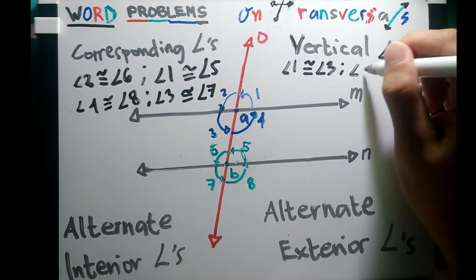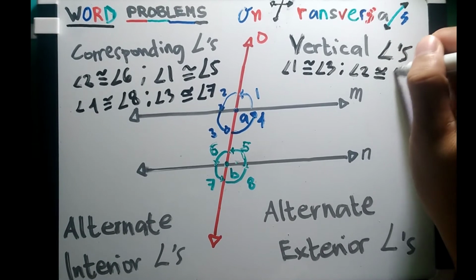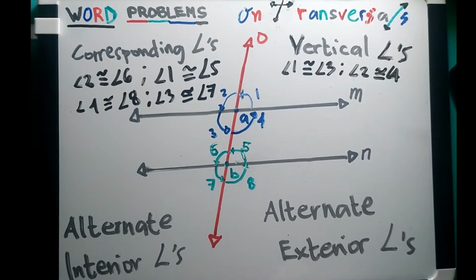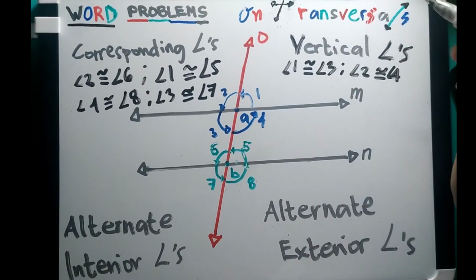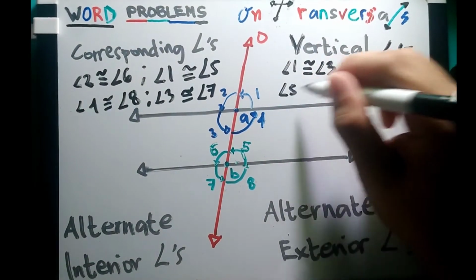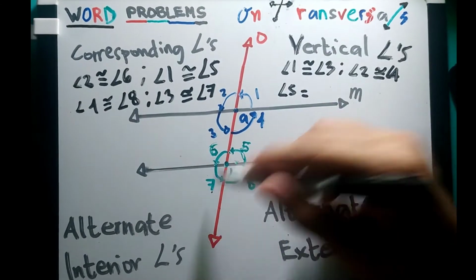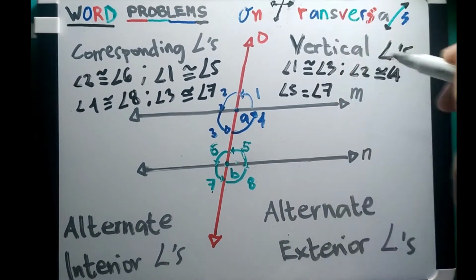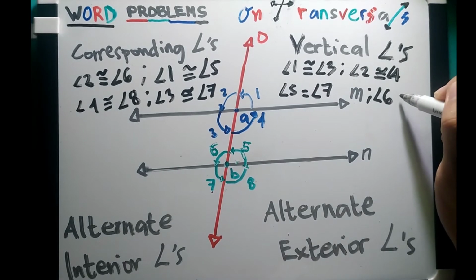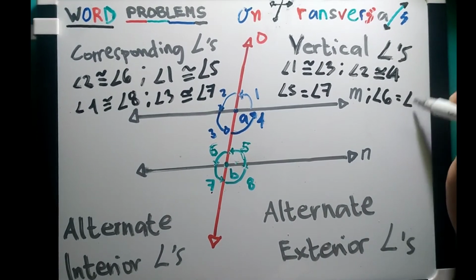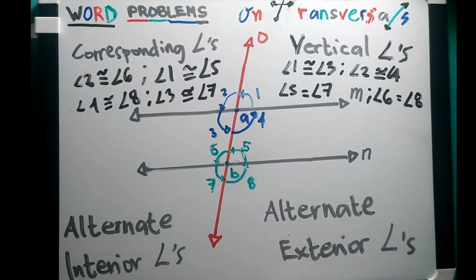Angles 2 and 4, 5 and 7, and finally, angles 6 and 8. That is the 4 pairs of vertical angles.